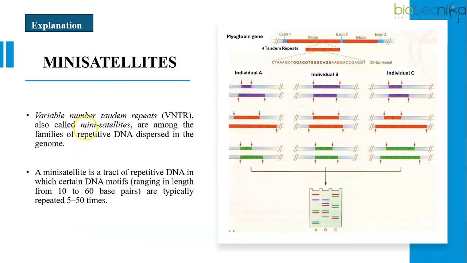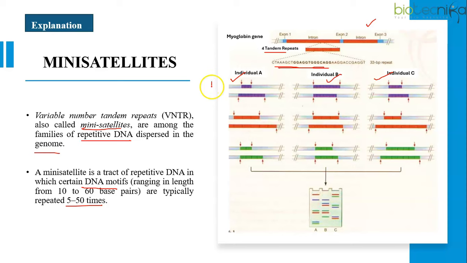Variable number tandem repeats, also called minisatellites, are among the families of repetitive DNA dispersed in the genome. As shown over here, this is a myoglobin gene, and here you can see a sequence of 33 base pairs, which is repeated 4 times in tandem. So minisatellites are repetitive DNA where certain DNA motifs ranging in length from 10 to 60 base pairs are repeated multiple times, around 5 to 50 times. If we look at this gene in individuals A, B and C, there is no change in the sequence, but the number of times the sequence is repeated in these individuals can differ.